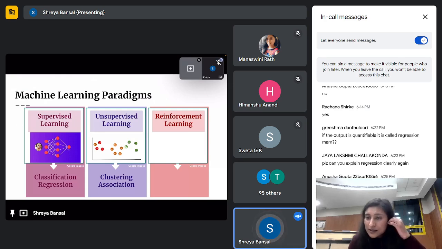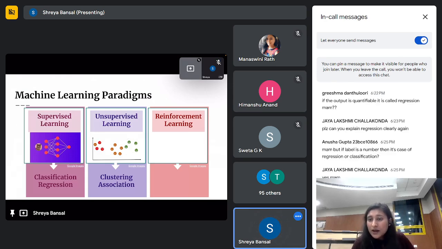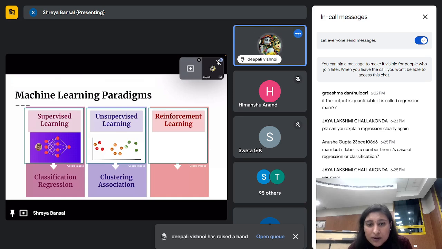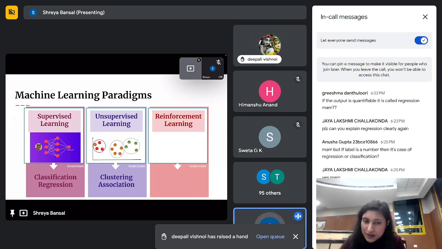If the label is a number, then it's okay. Let me say, like rating. Okay, someone said, "Ma'am, please explain this once more, the regression." Regression means basically the output is in the form of a number.